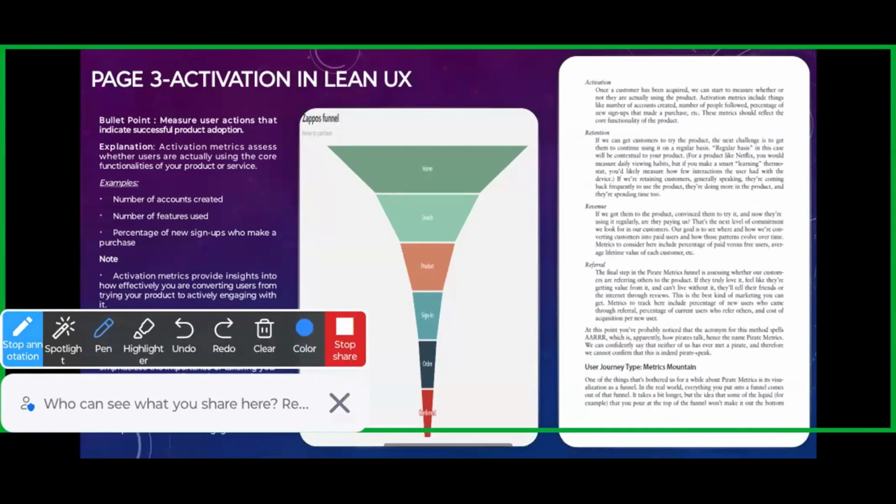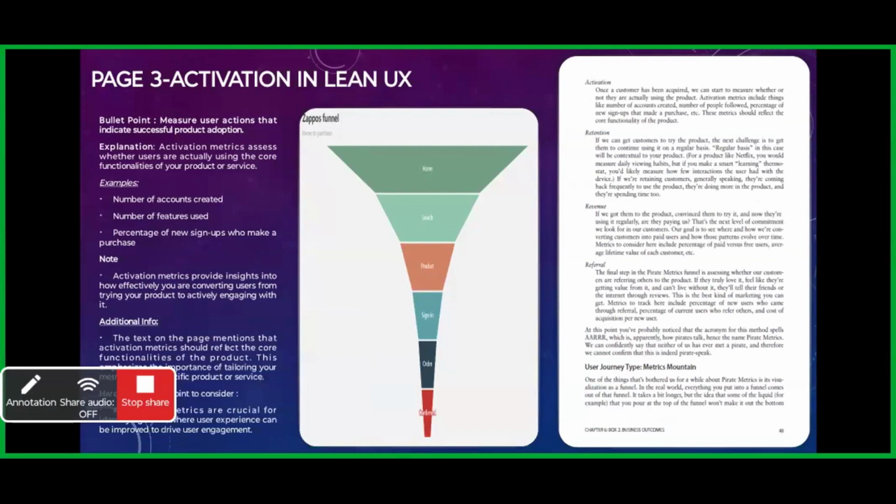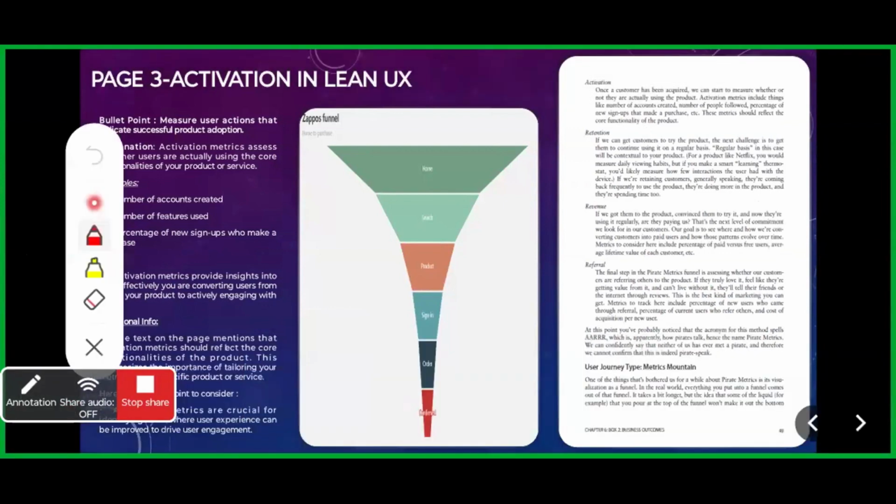I'll just draw a minute. Over here, if you notice, suppose we are going to get about 100 people. 100% of the people would reach our homepage, or suppose this is a website I'm taking as an example. There are mainly five phases in a user journey. First is the acquisition phase, second is the activation phase, third is retention, fourth is revenue, and the fifth is referral. One by one, I'll explain.